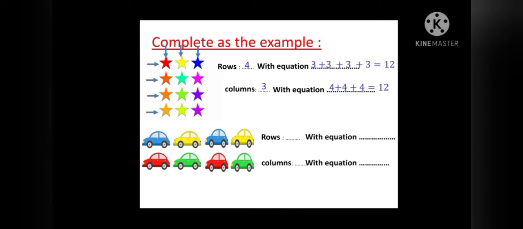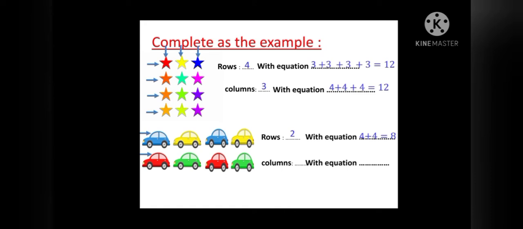I answer first the row. How many rows? Count with me. 1 and 2. I have 2 rows. To make the equation, what should I do? I ask myself, in each row how many cars? I have here in the first row 4 cars. So I make 4, 2 times. Why? Because I have it here 2 rows. 4 plus 4 gave me 8.